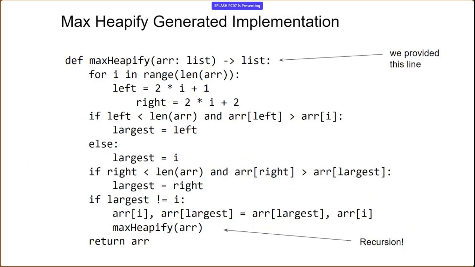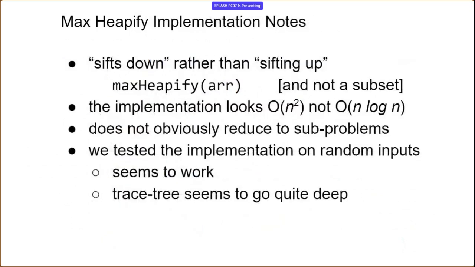something we were kind of counting on, which didn't happen, was that often max heapify implementations have the recursive call on a smaller subset of the array. And that's not what happens here, right? So it's actually O(n^2). If I was marking this, I would not give it full marks because it's inefficient. It's n squared instead of n log n. Is it correct? I don't know. It does not obviously reduce the subproblems.